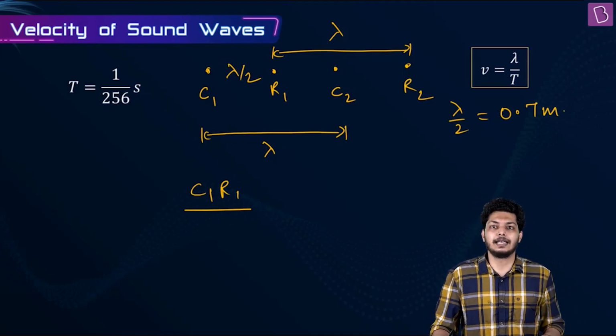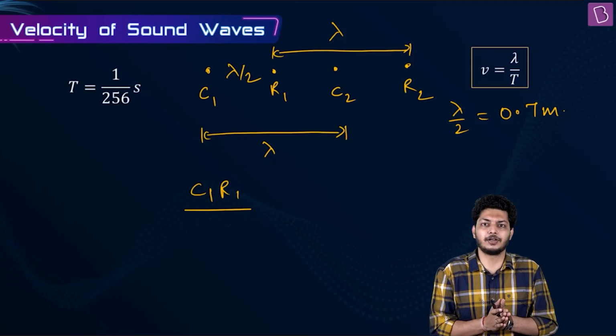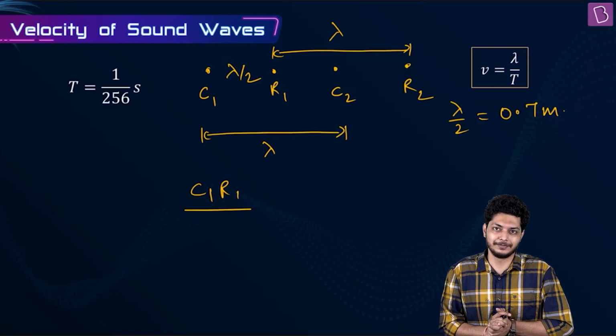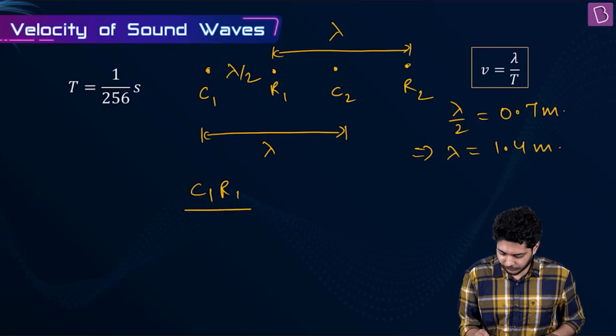Understood the funda till now? Yes or no? Yes. Nothing difficult, right? If we know the definition of lambda, then we can easily figure out what the question is trying to say. Okay? So lambda by 2 is 0.7 meters. That is why lambda will be 1.4 meters.